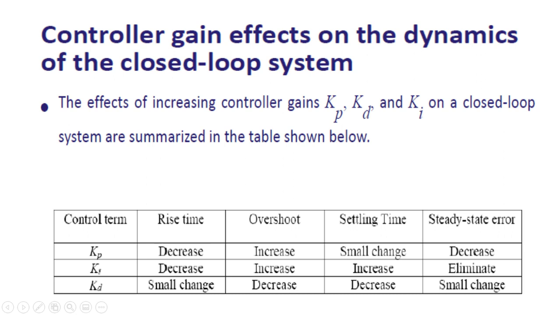So the basic idea is the integral term is only included when we have a constant steady state error. Then this is the best way to do it. But there's not much change when you increase or decrease the gain of the derivative term. So this table tells us how these gains behave, and that will help us to design the controller.